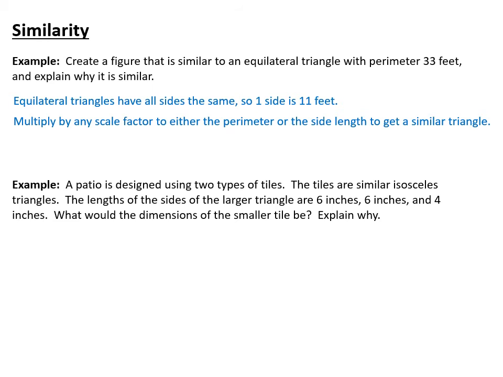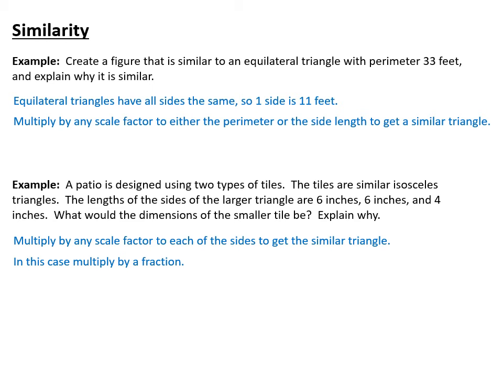A patio is designed using two types of tiles. The tiles are similar isosceles triangles. The lengths of the sides of the larger triangle are 6 inches and 6 inches and 4 inches. What would the dimensions of the smaller tile be? Explain why. Well, we just need to multiply them all by the same scale factor, which could also be, since we want a smaller one, we could divide them all by the same number. So multiply any scale factor to each of the sides to get the similar triangle. In this case, multiply by a fraction because we want to get it smaller. Multiply by half because they're all even.